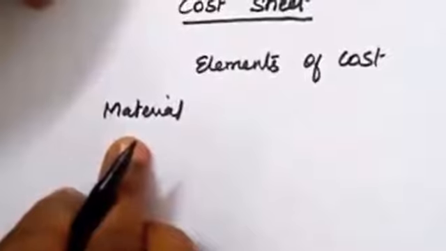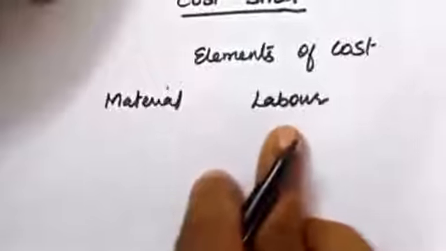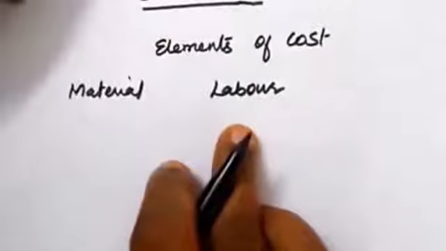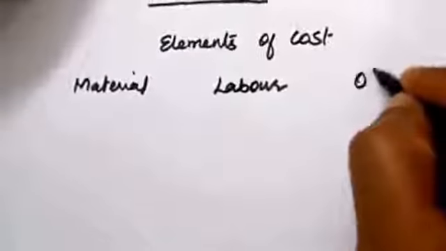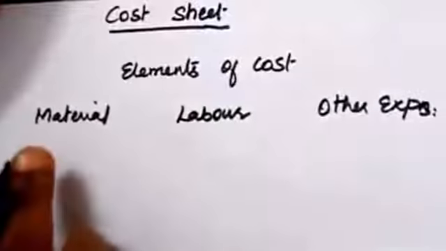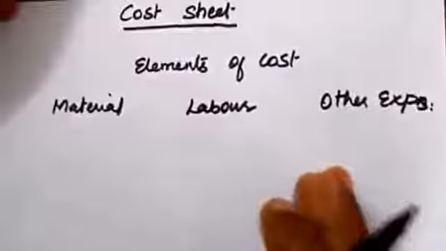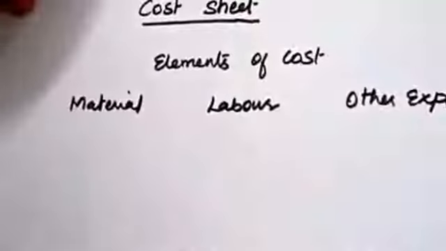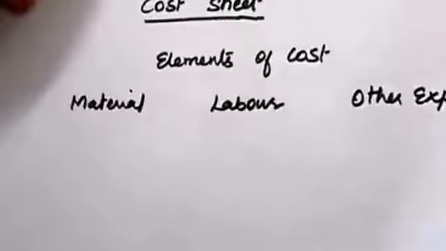That is a major portion of cost. And second one, labor cost. Labor cost means the wages paid to laborers who are directly involved in the production process. And third one, other expense. Any other expenses, that is after material cost and labor cost, you will incur some other expenses which are related to production, called other expense. I'm going to explain what the other expenses are which are related to material, labor and other expenses.